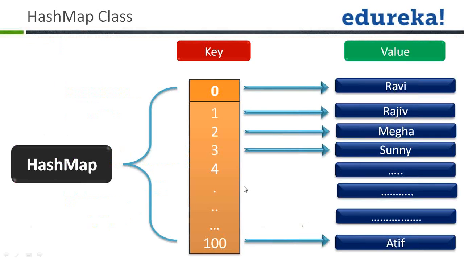The diagram right here shows the way the hash map gets created. These are the elements right here. You can place the key and there could be a corresponding element like this, that is Ravi, Rajiv, Megha, Sunny. These values can also be empty. These could be null. Multiple values could be null in the hash map.